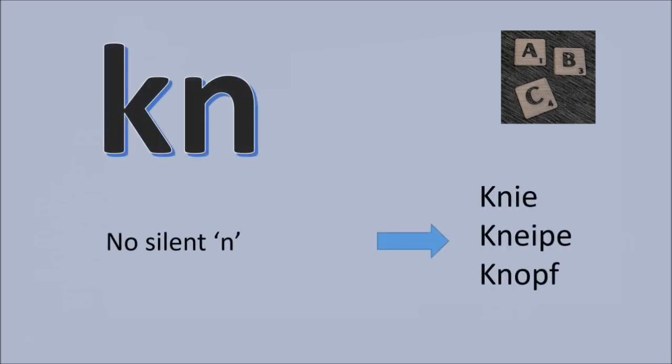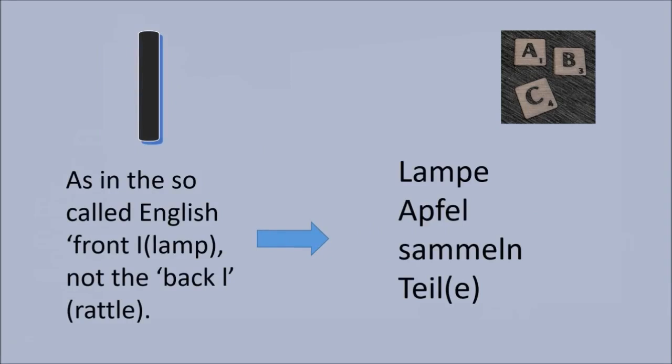KN. Unlike in English, we don't have a silent N. It gets pronounced. So it's Knie, Kneipe, Knopf. L. Now the German L is pronounced like the so-called front L, the English front L, as in lamp, not like the back L as in rattle. So Lampe, Apfel, sammeln, Teil or Teile.